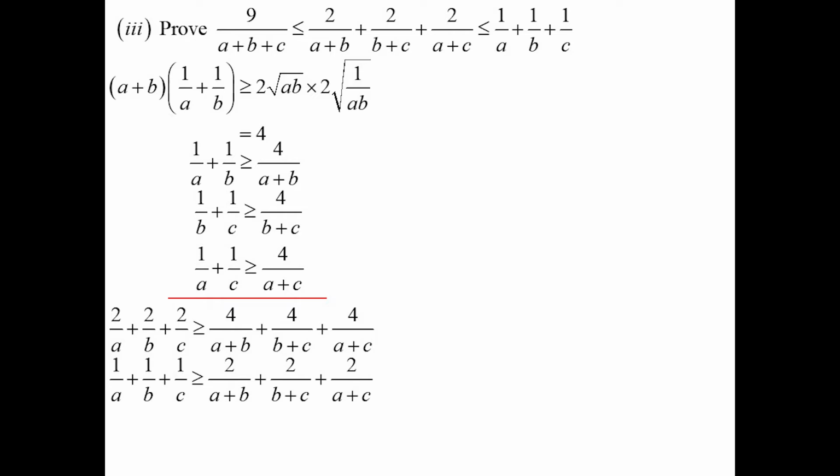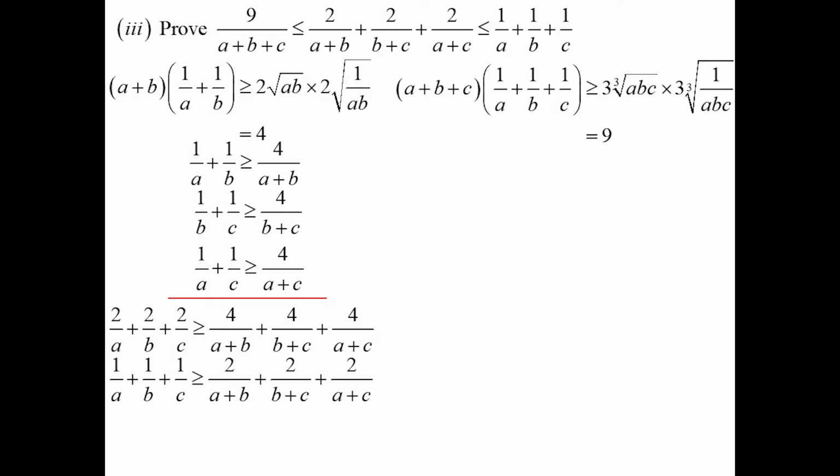Okay, let's do the left hand side, where I'm going to do exactly the same thing but now with all three terms. So I know that a plus b plus c will be greater than or equal to 3 times the cube root of abc, and 1 on a plus 1 on b plus 1 on c will be greater than or equal to 3 times the cube root of 1 on abc. Those two surds will multiply together and cancel out, and we get 9. Therefore, how quick was that one? 1 on a plus 1 on b plus 1 on c is greater than or equal to 9 on a plus b plus c. Only one problem.